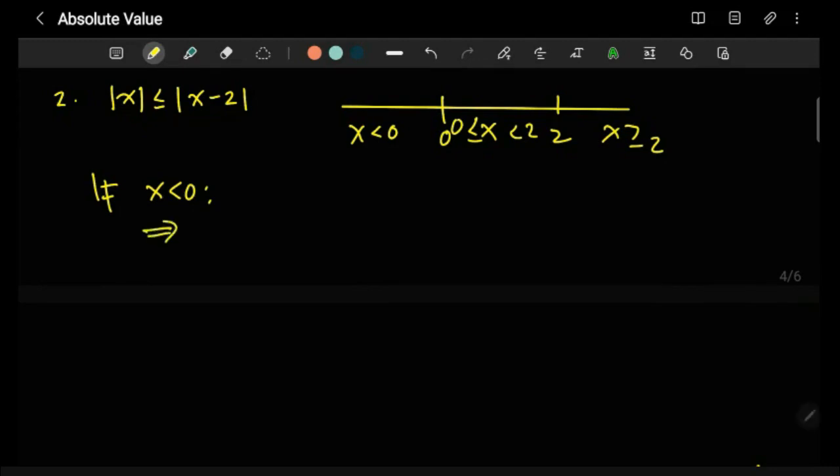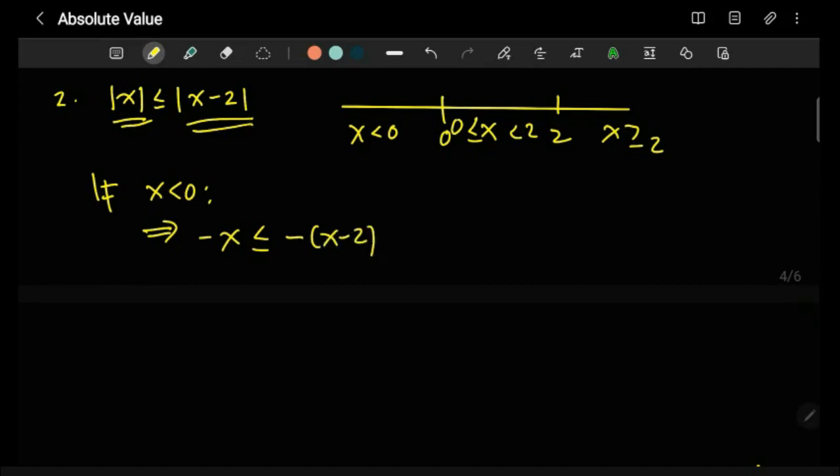So, since x is less than zero, the absolute value becomes negative x. Now, this time, when x is zero, or when x is less than zero rather, and then you subtract it by 2, it becomes even more negative, di ba? Parang dinagdagan mo yung pagka-negative niya. So, that's still a negative. So, the absolute value of that will be negative of x minus 2.